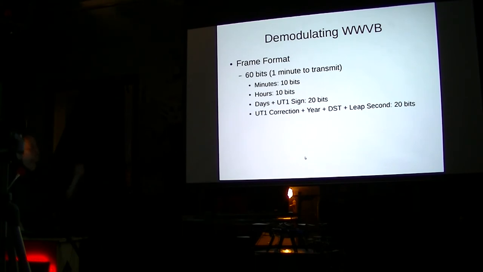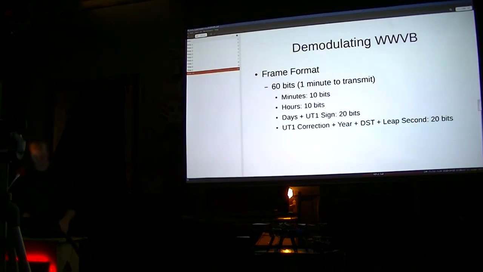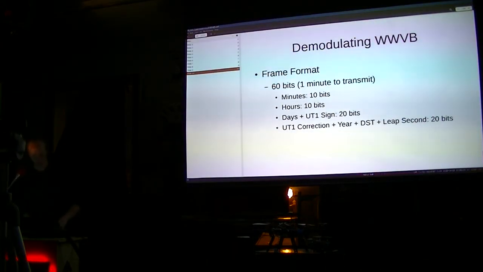So overall, like I said, it's 60 bits that includes minutes, hours, the day of the year. This is interestingly all done as binary coded decimal. I don't know quite why they chose that, but it makes it easier for them to read out, I guess. And a little bit of stuff about whether it's daylight savings time and whether we need a leap second to apply. So that's kind of the main presentation part, and then I have the actual work in progress receiver.